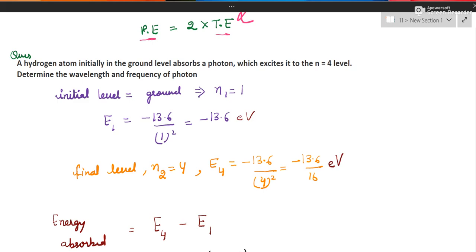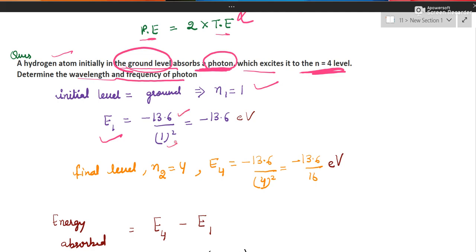Question number next. A hydrogen atom is initially in ground level. Okay. Then it absorbs a photon. Photon means discrete packet of light. It absorbs some light which excites it to N4 level, fourth level. Determine the wavelength and the frequency. So it's simple. Initially it is in ground state. Ground means N is 1. So you can find out E1, energy of ground state. General formula is minus 13.6 divided by N square, that is in electron volt.